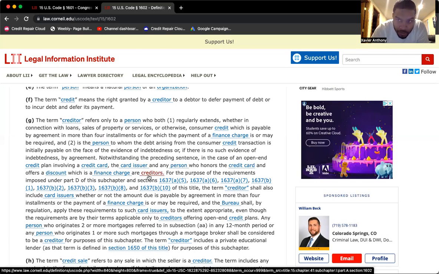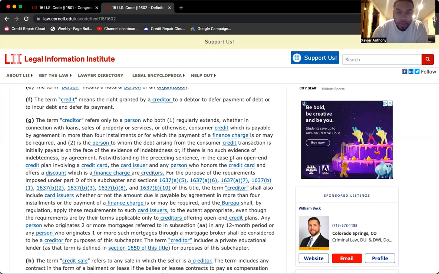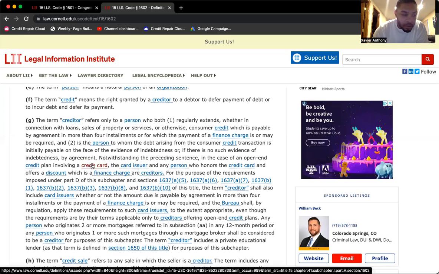Are creditors. In the case of an open-end credit plan involving a credit card, we know what a credit card is. The card issuer, we know who the card issuer is, and any person. Who are they talking about right now? They're not talking about the natural person. They're talking about the organization who honors the credit card and offers a discount, which is a finance charge, are creditors. You are the card issuer in this instance.